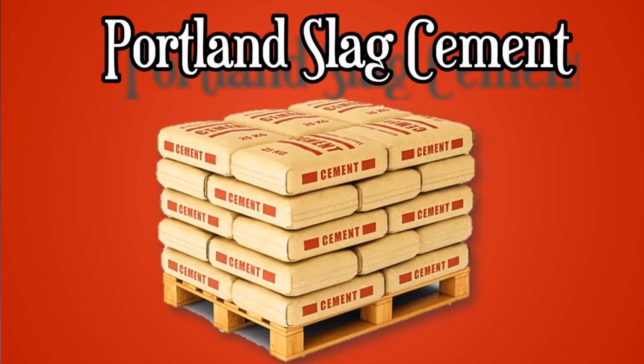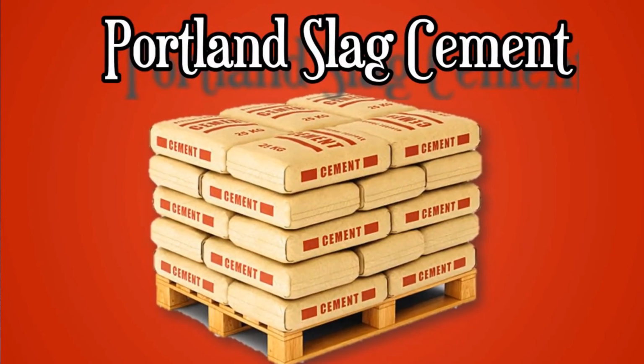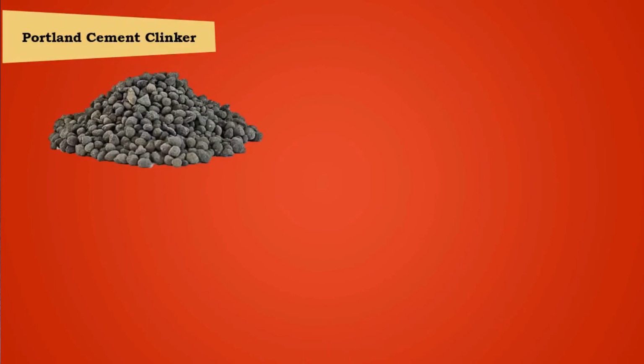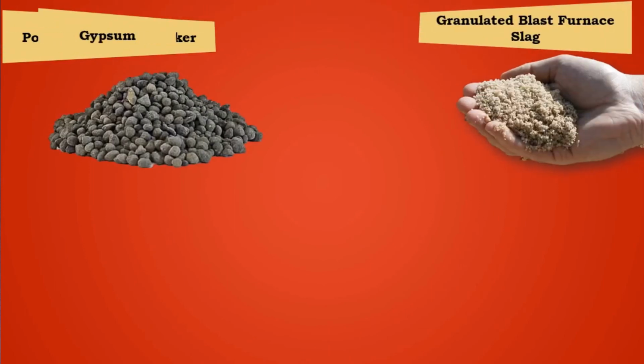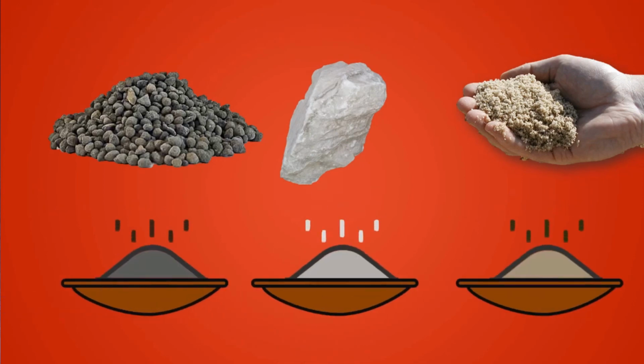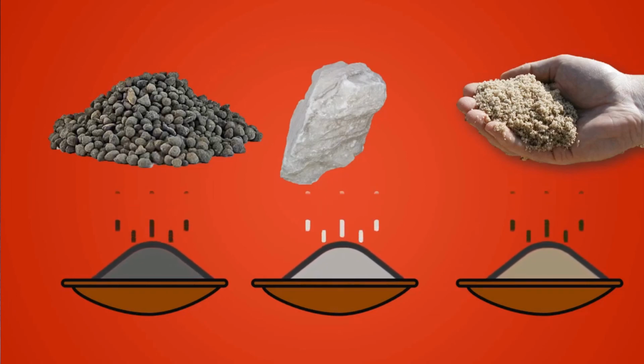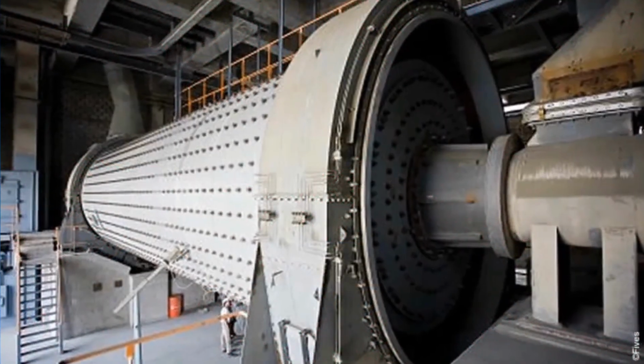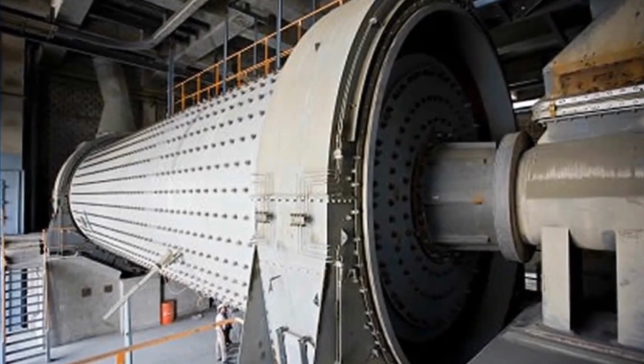Portland slag cement. Portland slag cement is obtained by mixing Portland cement clinker, granulated blast furnace slag with gypsum in a suitable proportion and grinding it to a finer particle. It can be also manufactured by a uniform blending of Portland cement and finely ground granulated slag and later mixing it thoroughly.